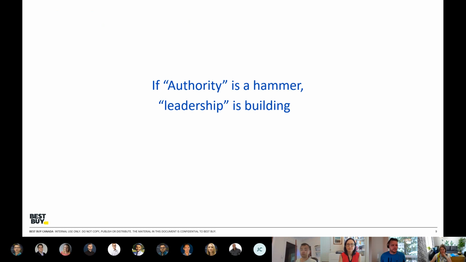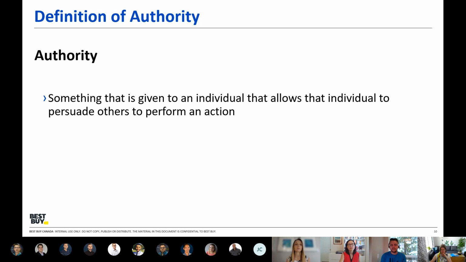When I talk about these, I find this analogy helps, and we'll get into it more. Authority is like an object, like a hammer. It's something that you have or you don't have. Think of it as a physical thing. Leadership is how you use that thing. If authority is a hammer, leadership is about building something new: building a community, building a deck, building a house. But that's not the only way you can use a hammer. There are lots of different ways to use a hammer. So keep this analogy in mind as we go through these concepts.